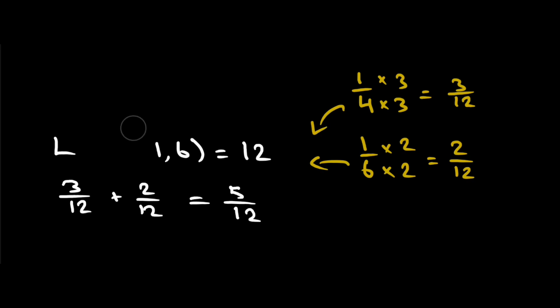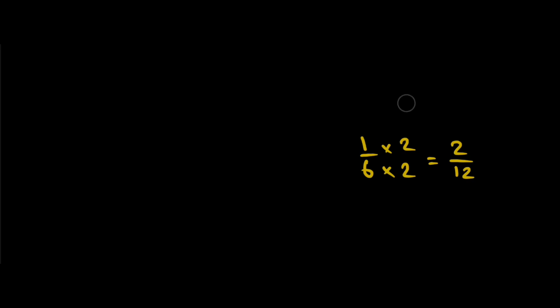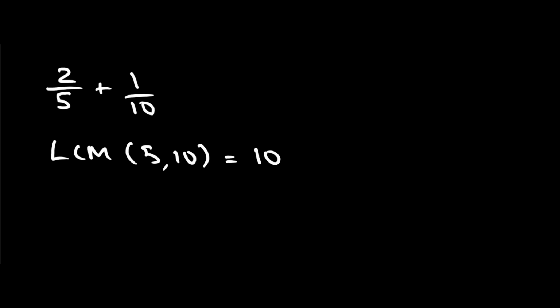Now let's change it slightly. We'll use 2 by 5 and 1 by 10. So we'll find the LCM of the denominators, which is 5 and 10. Then we'll rewrite the fractions. 2 by 5 will become 4 by 10 and 1 by 10 will remain the same.